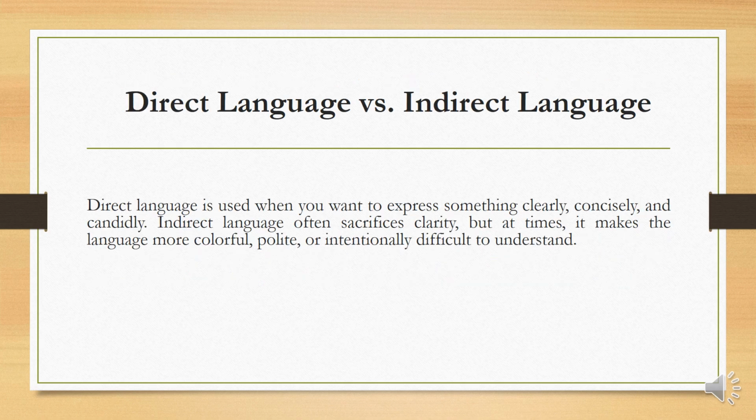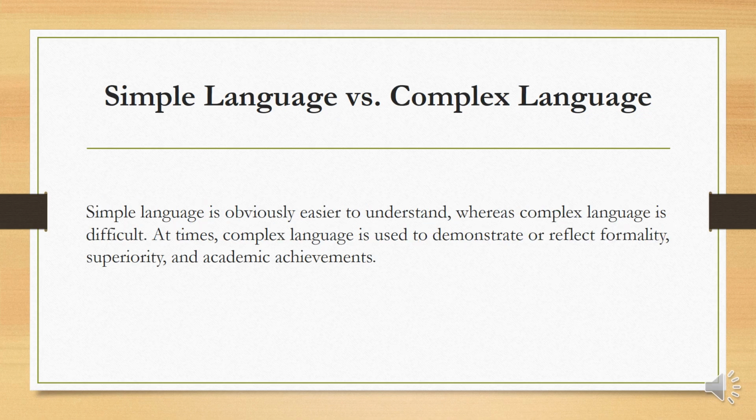Direct language versus indirect language. A direct language is used when you want to express something clearly, concisely, and candidly. Indirect language often sacrifices clarity, but at times it makes the language more colorful, polite, or intentionally difficult to understand. Simple language versus complex language. A simple language is obviously easier to understand, whereas a complex language is difficult. At times, complex language is used to demonstrate or reflect formality, superiority, and academic achievements.